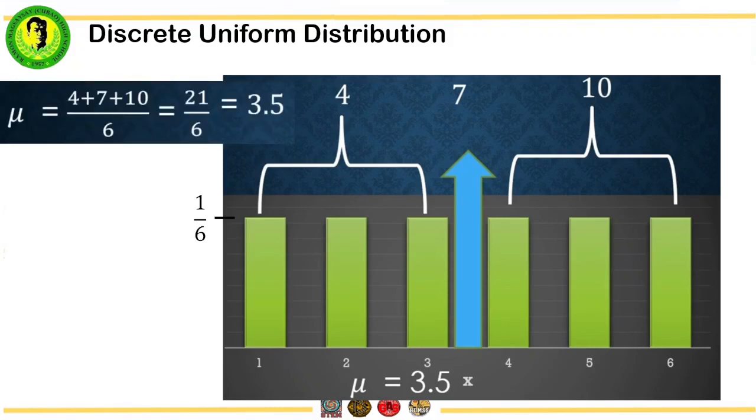If you want to compute using the discrete uniform distribution, just get the sum of the first and the second on each part. We have three parts here: 4, 7, and 10. The total of that is 21, divided by 6. The average of this is 3.5.